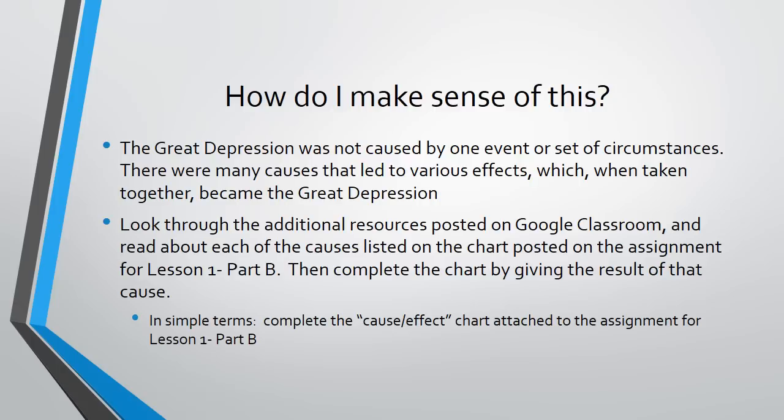So how do you make sense of all this? What we find is that the Great Depression was not caused by one event or set of circumstances. There were many causes that led to various effects, which, when taken together, became the Great Depression.